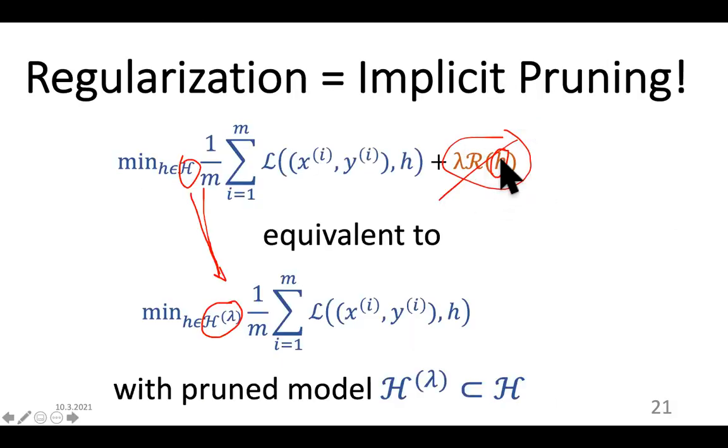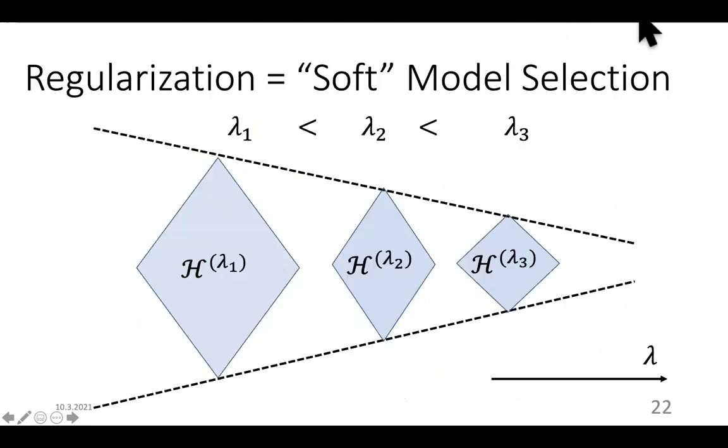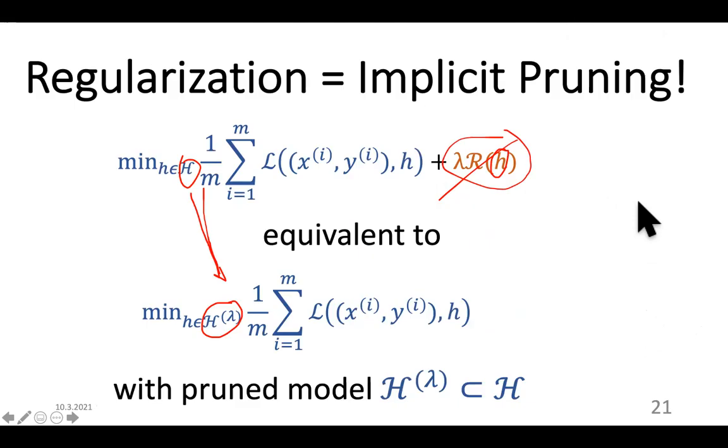From an optimization point of view, there's not much challenge here. If this is a convex function, no worries if you don't understand what convexity means, and this is a convex function, which is often the case, then this is a convex optimization problem and can be solved efficiently. So from a computational or algorithmic point of view, there is no big challenge in regularization, but why is it good?